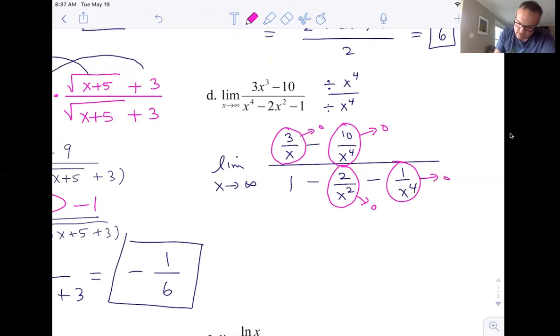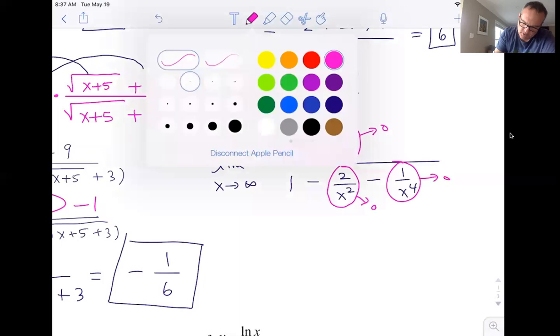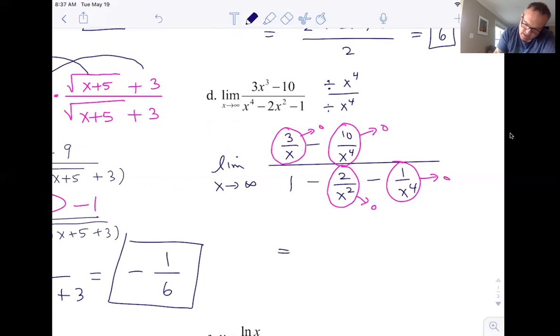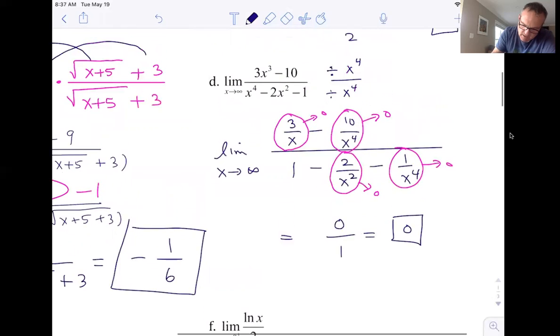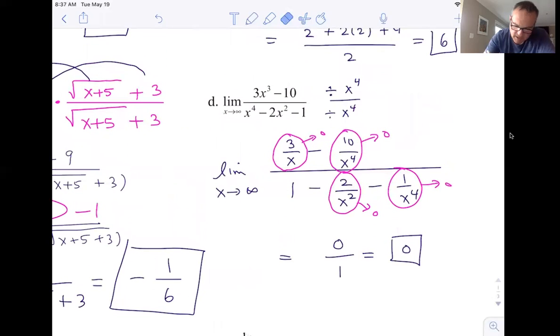That becomes 0. So what happens up top? When you actually evaluate this limit, the top becomes 0 minus 0. The bottom becomes 1 minus 0 minus another 0. 0 over 1 is, of course, 0. And if you don't want to prove this stuff like I just did, maybe you can just look at the leading coefficients or leading terms. If the bottom has a higher degree, the fraction gets closer and closer to 0 at infinity, or horizontal asymptote at 0.